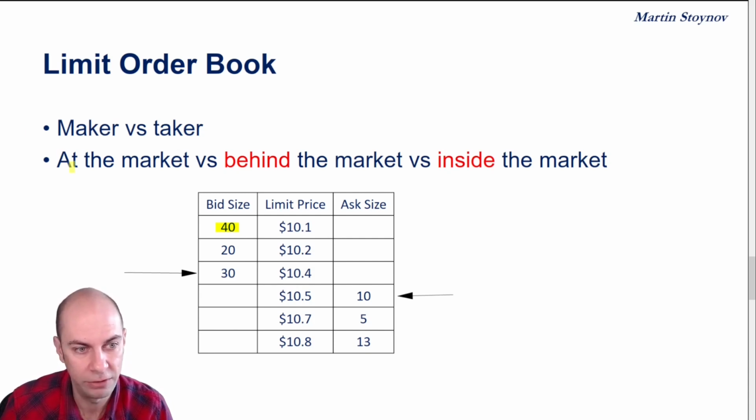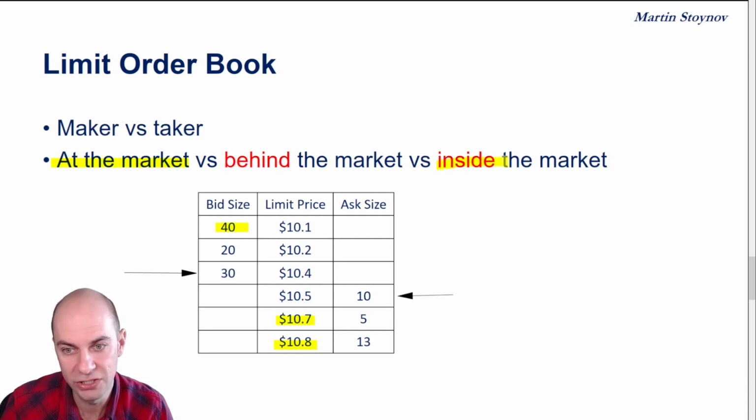So if we are referring to a situation where we are at the market, we're either placing a bid at 10.4 or we are placing an ask at 10.5. That's the market. Now, who is behind the market? Well, the 40 units at 10.1 and the 20 units at 10.2 are behind the bid, so they're behind the market. Just like these guys down here, they are behind the ask or the offer, so they're also behind the market. They're less aggressive. They're only going to get executed if the market moves.